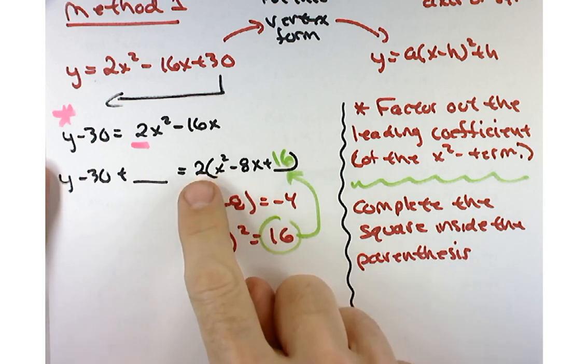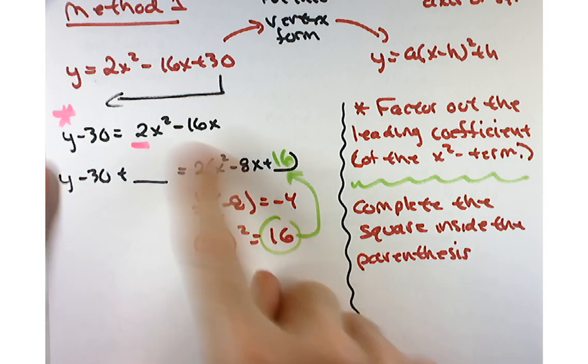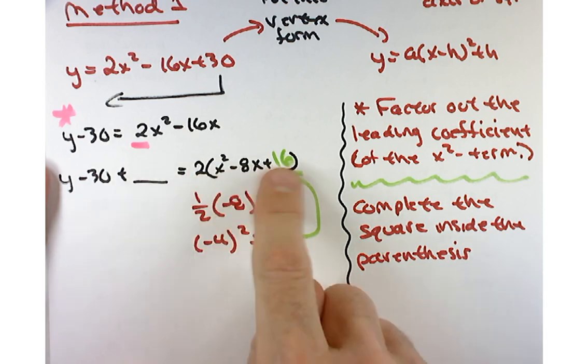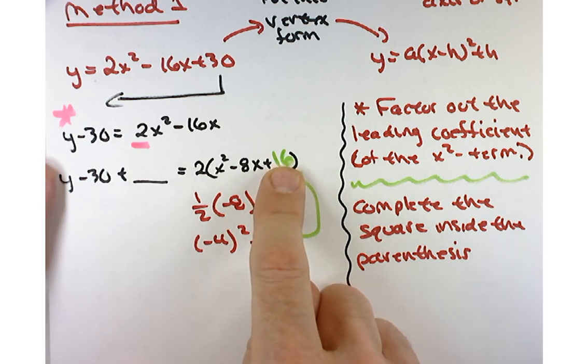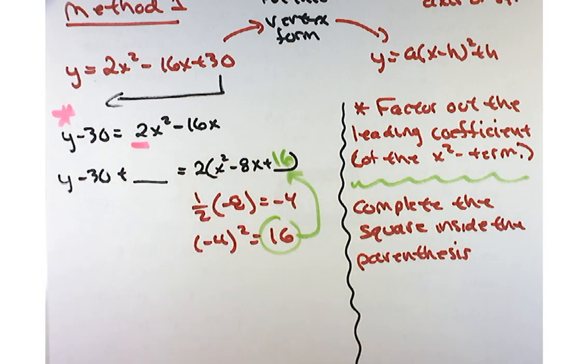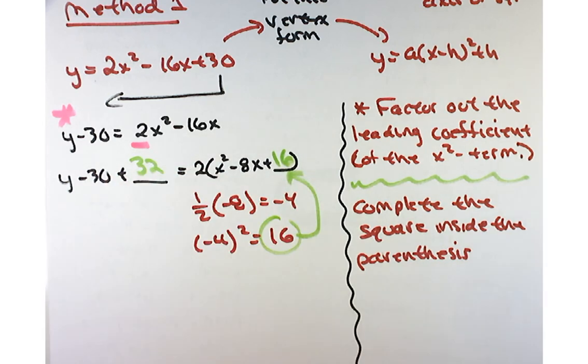So if you think about it, if I distributed the 2, I'd get 2x squared minus 16x, which is what I have here. Plus, when you distribute the 2 here, 2 times 16 is really 32. So by putting a 16 here, I've really added 32 to the right-hand side. So to keep things in balance, I'm going to add 32 to the left-hand side.